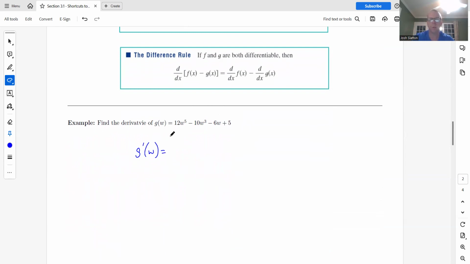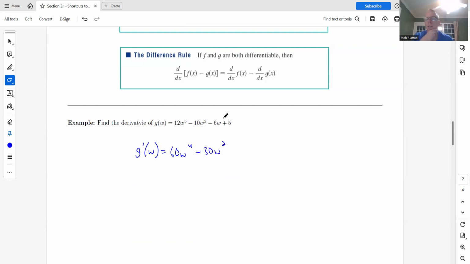So the derivative of 12w to the fifth, bring the 5 down. So 5 times 12 is 60. Subtract 1 from the exponent. Bring the 3 down. 3 times negative 10 will be negative 30. Subtract 1 from the exponent.